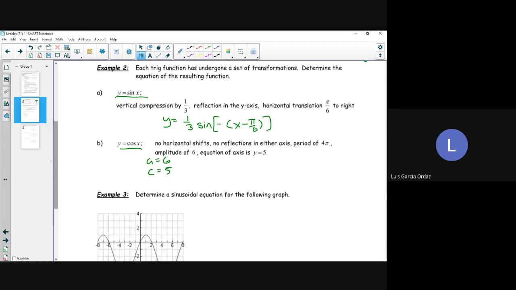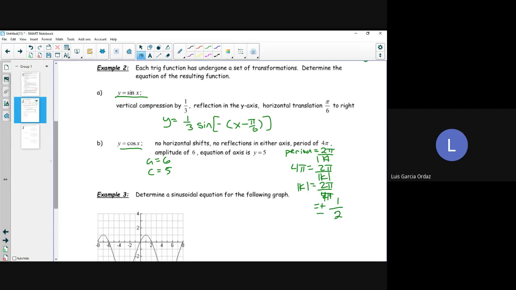Yeah, we're missing K. So we know our period is equal to 2 pi over K. And what is our period in this case? 4 pi. So 4 pi is equal to 2 pi over K. So now we want to isolate for K, so we're just going to cross multiply. So we get absolute value of K is equal to 2 pi over 4 pi, which is equal to what? 1/2. But because it's absolute value, it's either positive or negative 1/2.